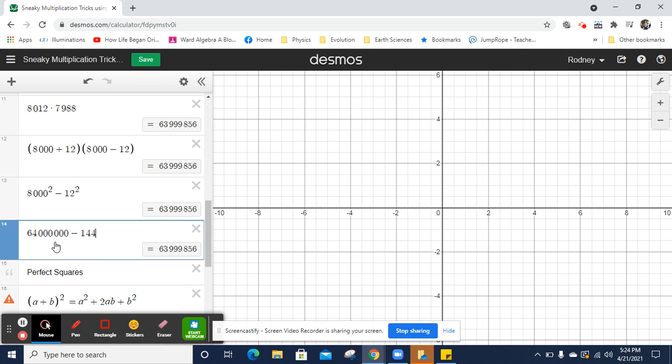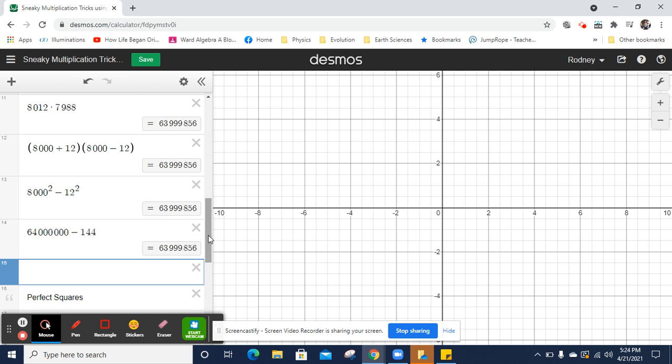It's not that horrible to do once you've got it set up like this. And you can do even crazier ones. Maybe I'll do one more. Let's see.